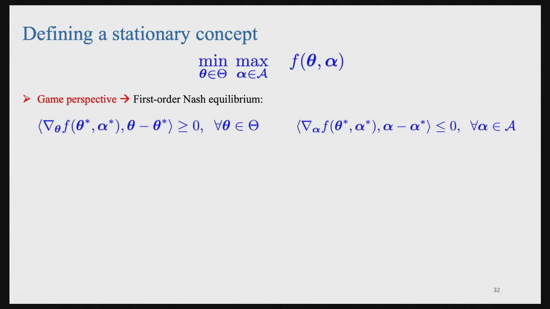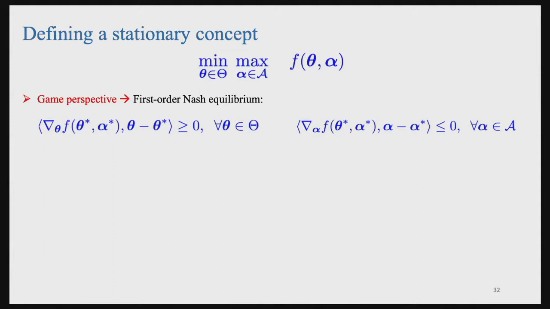So you have, for example, in the GAN context, the discriminator and the generator. As long as neither of them can improve their objective by just using the gradient or stochastic gradient, then you're happy. So let's say we are interested in computing such a point.